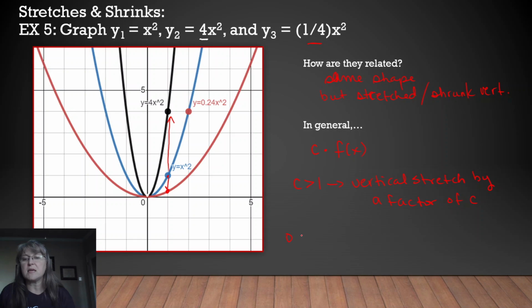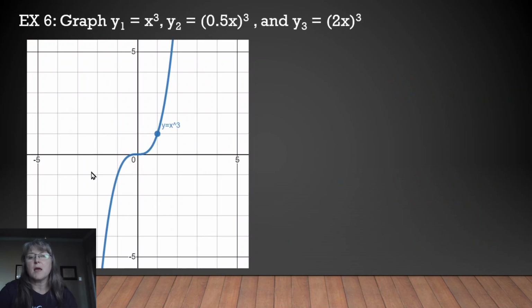Okay, but if c is between 0 and 1, so it's a fraction like a half or a fourth or a third, then it's going to be a vertical shrink by c. Okay, so we'll keep that rule in mind as we move forward. And we're going to look at something slightly different. You see in this one, we have this 0.5, but it's inside those parentheses. So we're multiplying x by a half, and then we're cubing it. So let's see what effect this has.